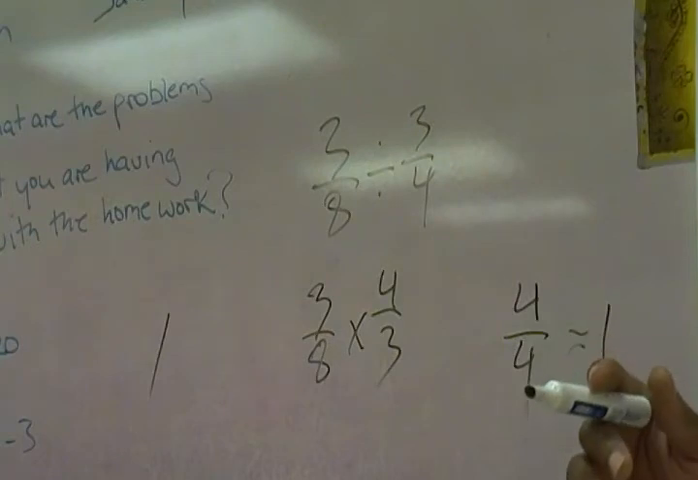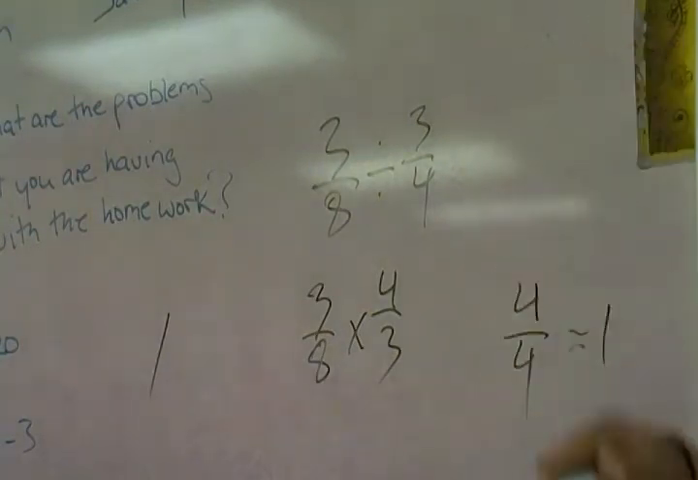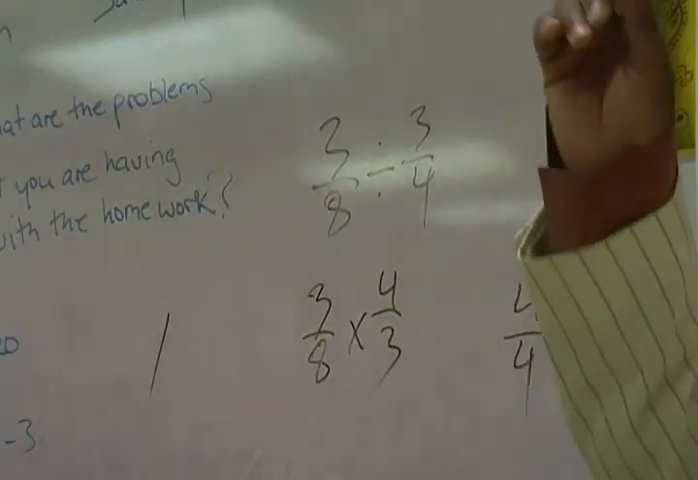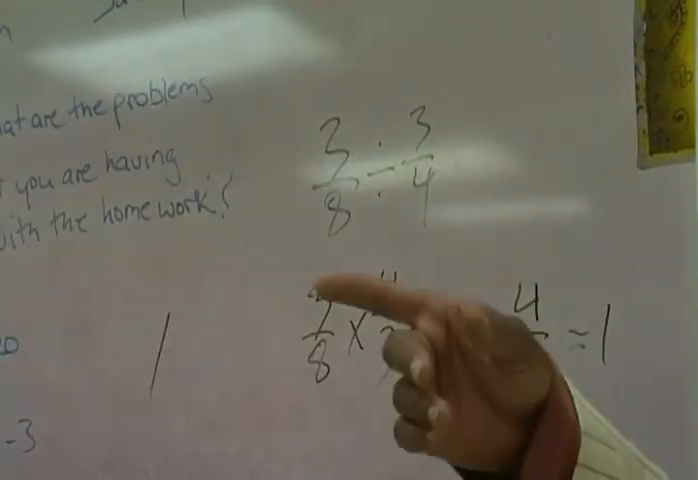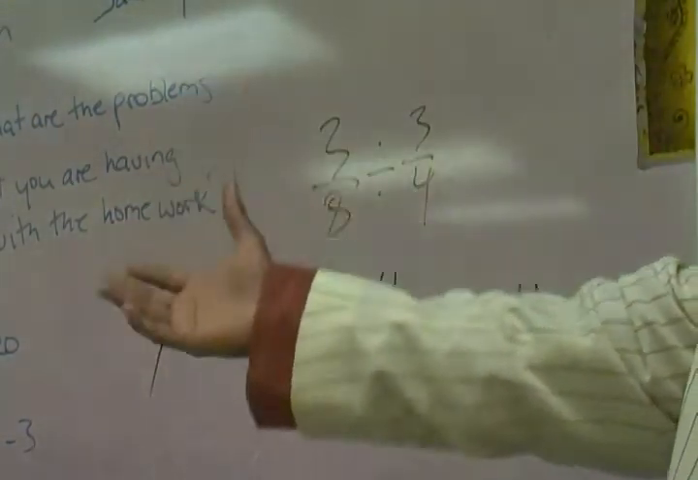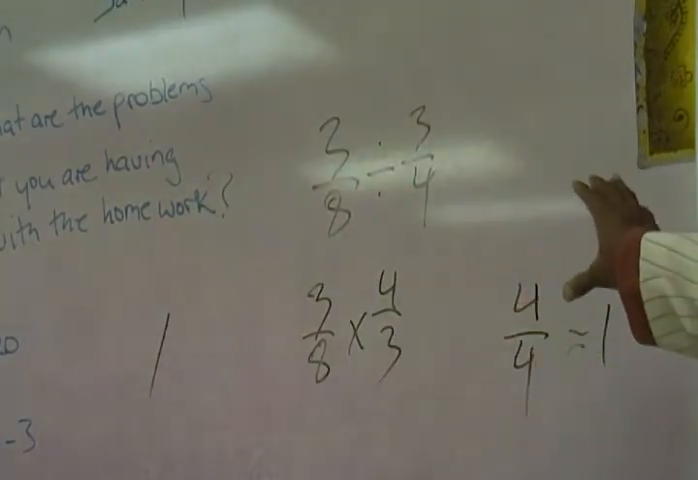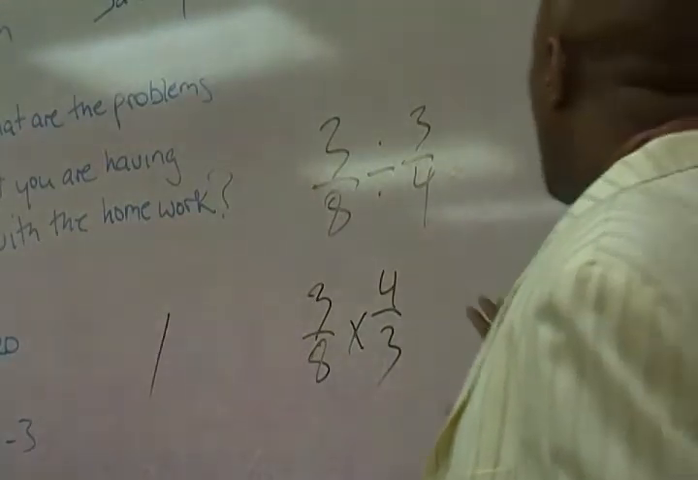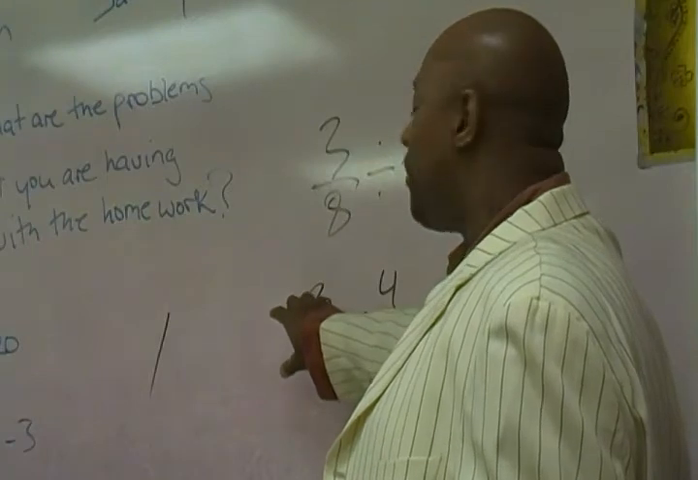Now division. Even with division, 1 is also the identity element, because 10 divided by 1 is 10. 20 divided by 1 is 20. 30 divided by 1 is 30. It's the identity element.